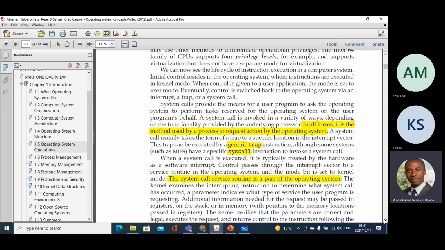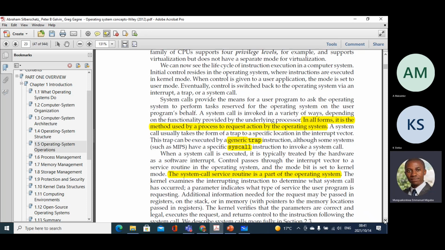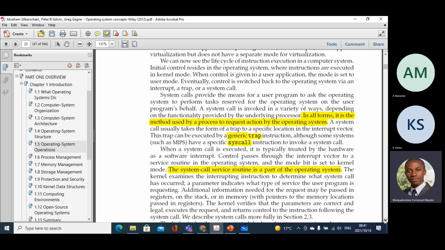The kernel verifies that the parameters are correct. So part of the role of the kernel here, as a system call is issued, is also to do validation of parameters read from the registers, and then execute the request and return control to the instruction following the system call. So the system call is interjected in between different instructions that the CPU was busy with. Hence we say it comes in the form of a trap, or in certain cases in the form of a syscall instruction. But the point is it interrupts the execution of a program.